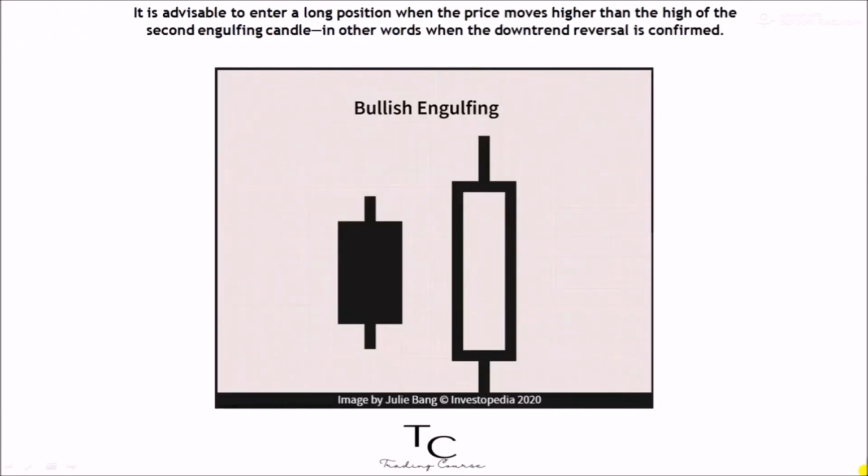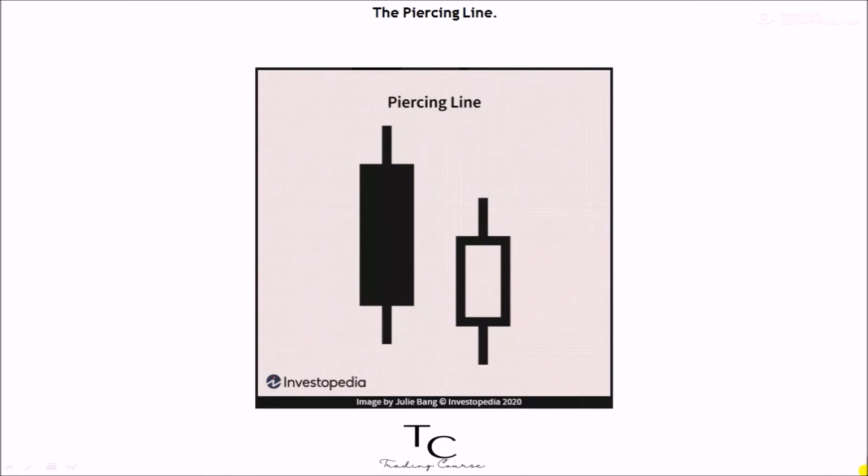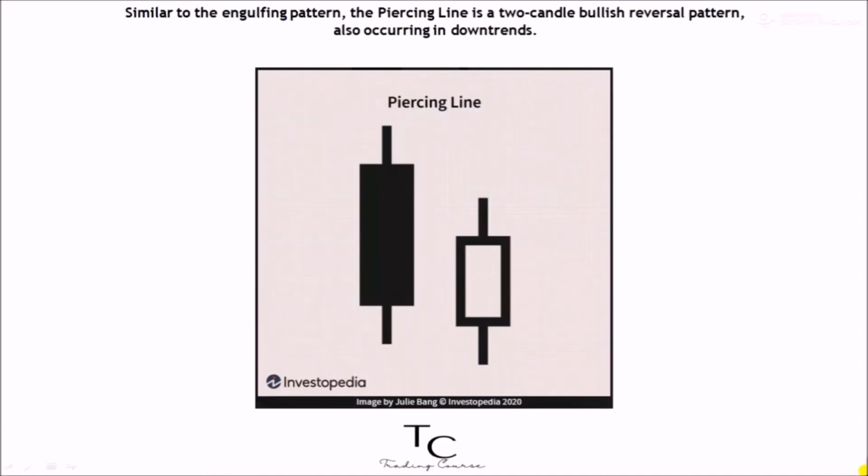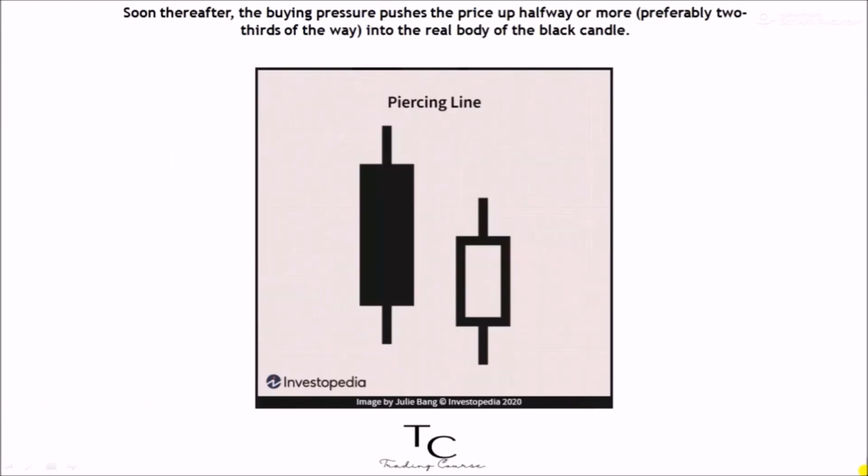It is advisable to enter a long position when the price moves higher than the high of the second engulfing candle, in other words when the downtrend reversal is confirmed. The piercing line. Similar to the engulfing pattern, the piercing line is a two-candle bullish reversal pattern, also occurring in downtrends. The first long black candle is followed by a white candle that opens lower than the previous close. Soon thereafter, the buying pressure pushes the price up halfway or more, preferably 2/3 of the way, into the real body of the black candle.